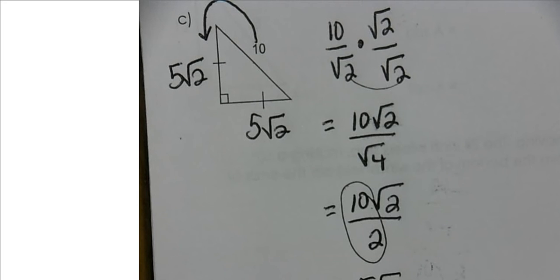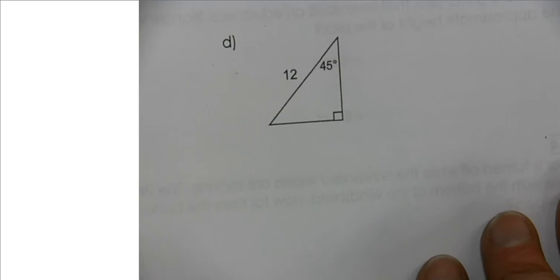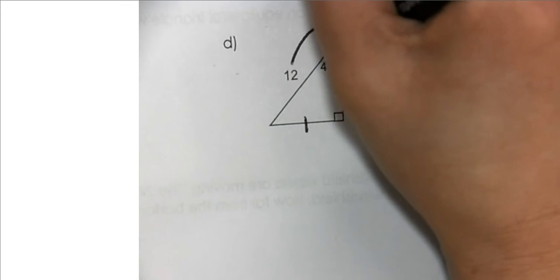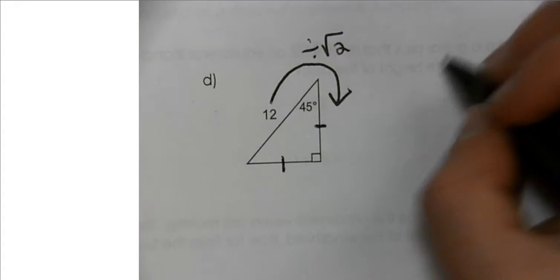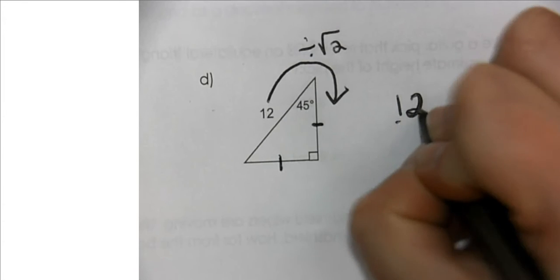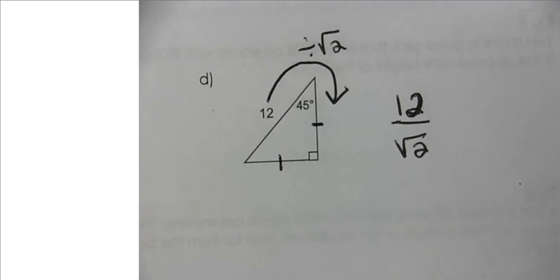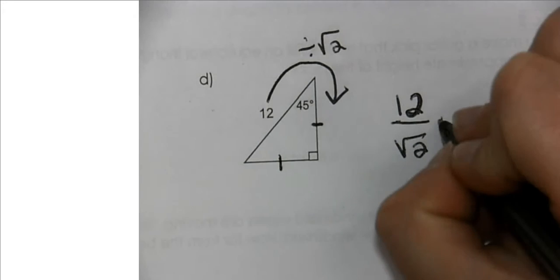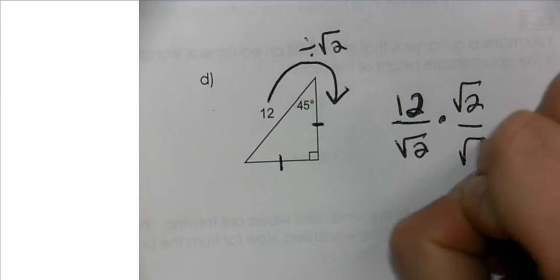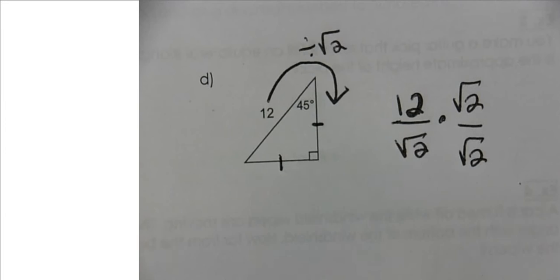All right, let's go ahead and do the same exact type of problem over here with letter D. Letter D, I know the hypotenuse. I just don't know what my legs are. So to go from the hypotenuse to one of my legs, I'm going to divide by the square root of 2. So I'm going to take 12 divided by the square root of 2, and I've got a root in my denominator. So I need to rationalize that by multiplying both the numerator and the denominator by the square root of 2.